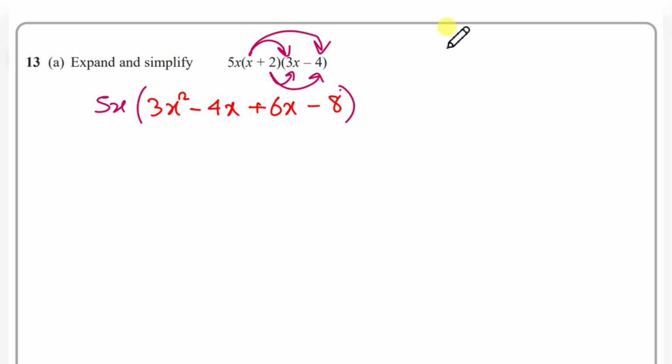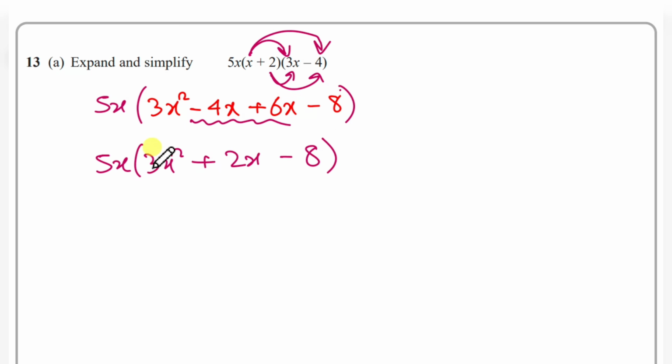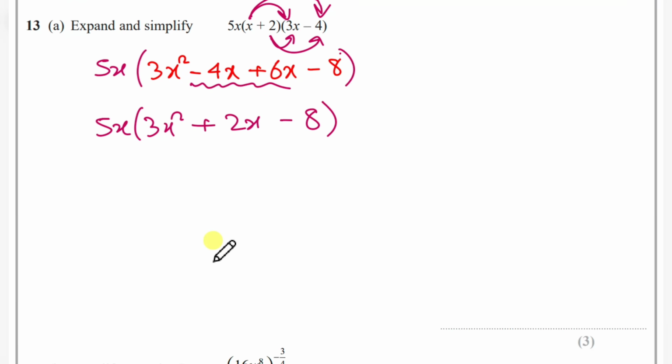Now, as always, guys, you have to collect like terms, so you've got minus 4 plus 6. Trust me, just use a calculator, but you should get plus 2. So this simplifies to 3x squared plus 2x minus 8. Now the final step is to multiply all this by the 5x outside. So 5x times 3x squared is 15x to the power 3, or cubed. 5x and 2x gives you 10x squared. And the last one gives you minus 40x.